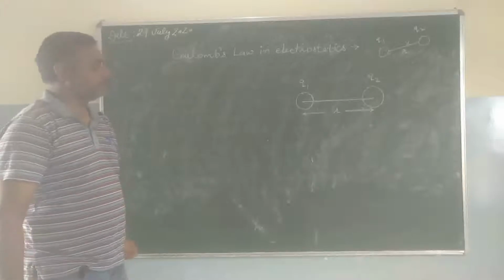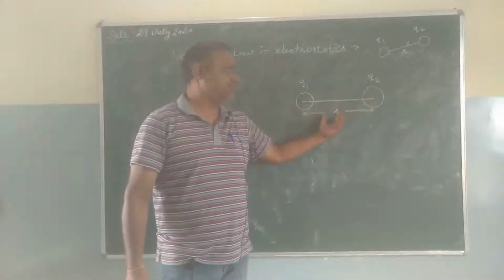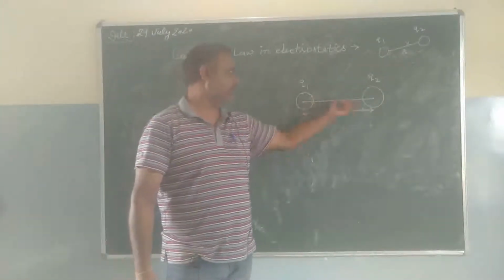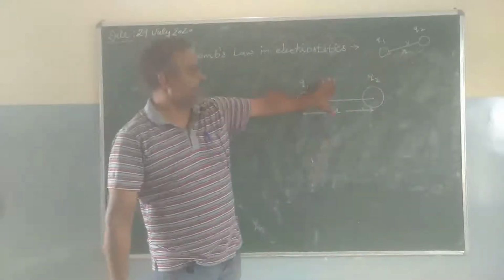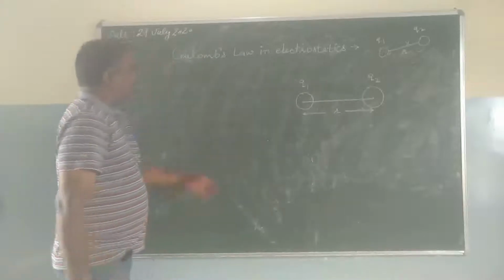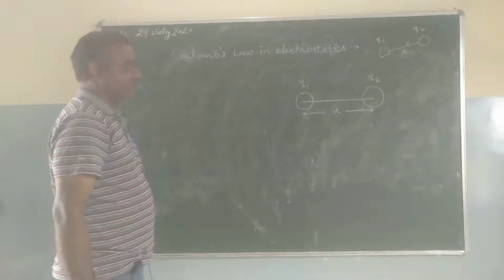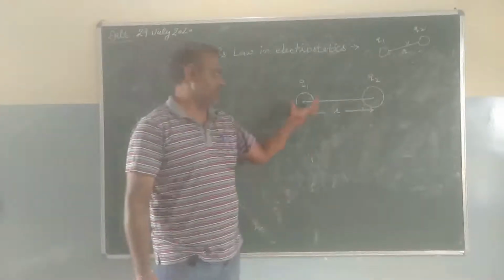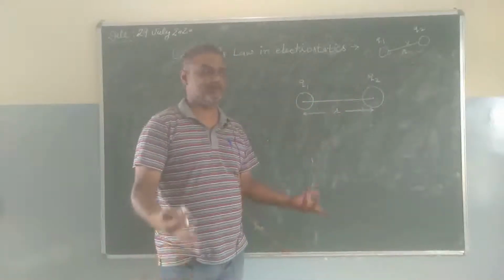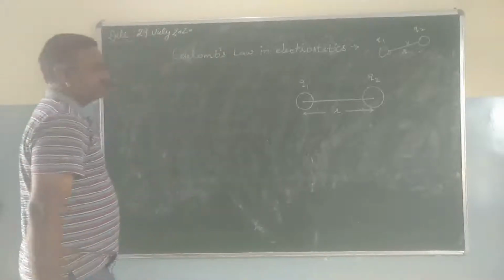Is it clear? So if we are having two charges Q1 and Q2 separated by distance r, and the two charges are placed in air, meaning between the two charges Q1 and Q2 there is air, then according to Coulomb, no doubt there is a force of attraction or repulsion between the two charges. That may be a force of attraction or a force of repulsion.